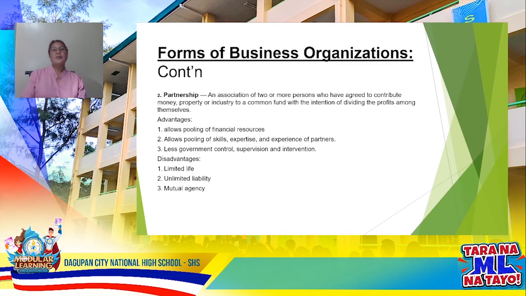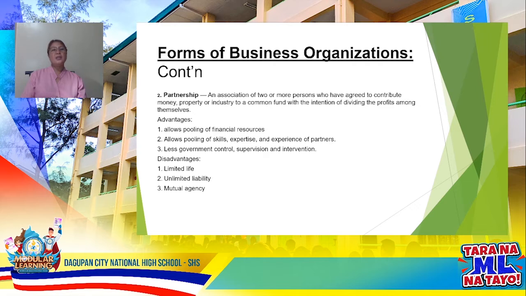The second form of business organization is what we call the partnership. It is an association of two or more persons who have agreed to contribute money, property or industry to a common fund with the intention of dividing the profits among themselves. The advantages are the following.